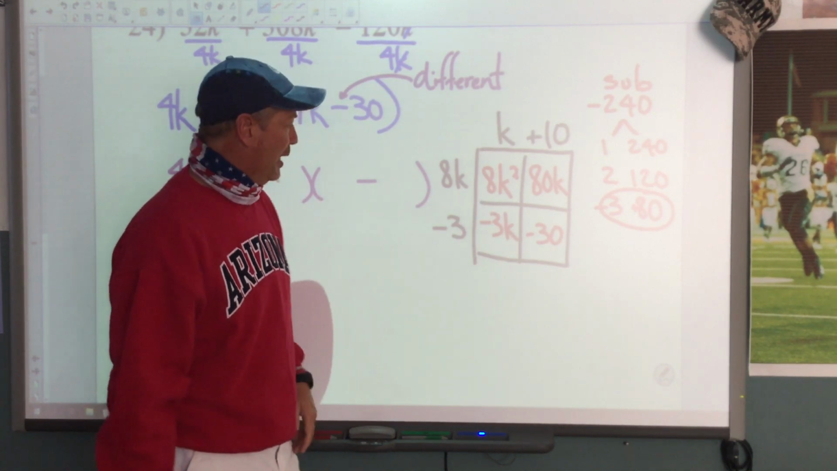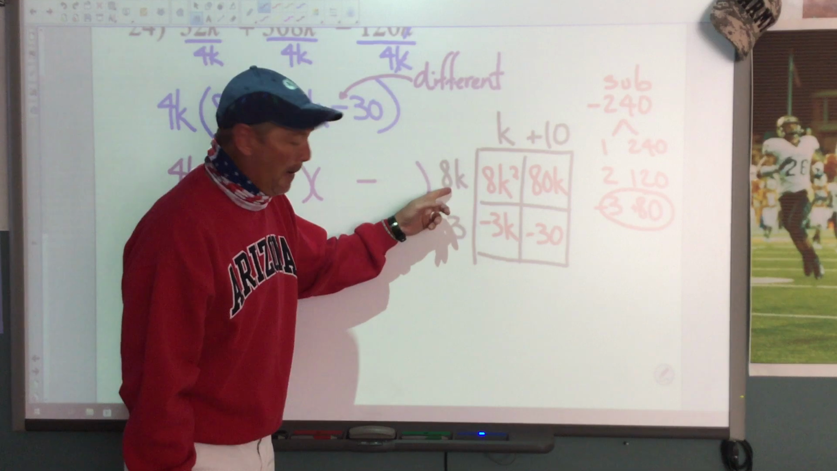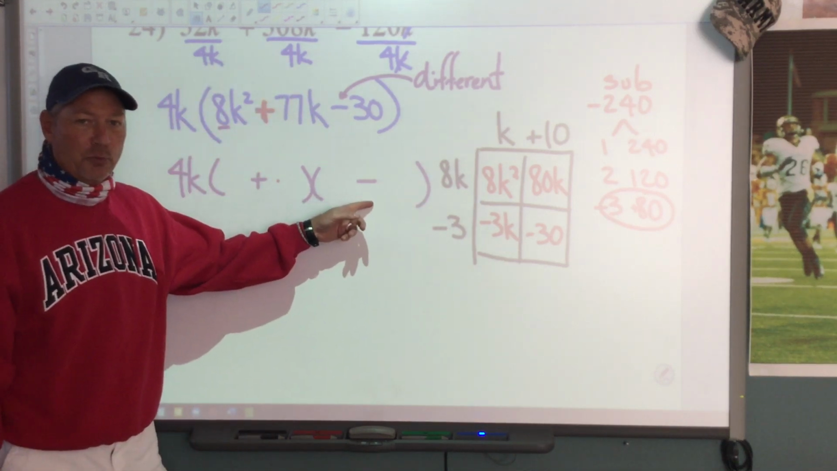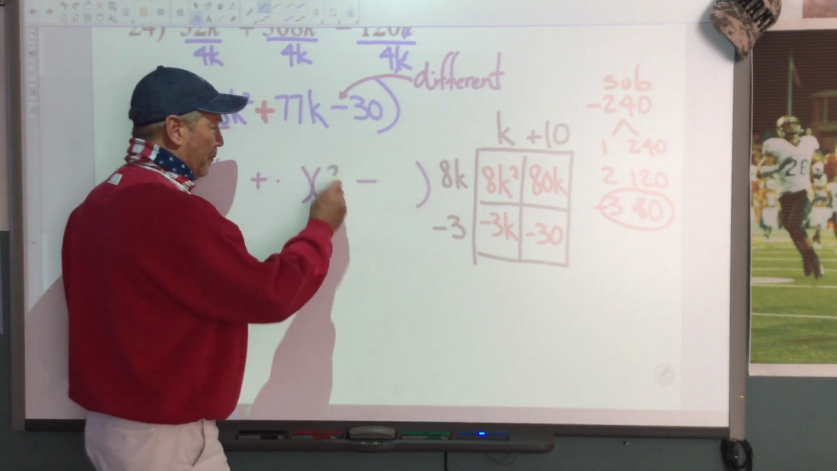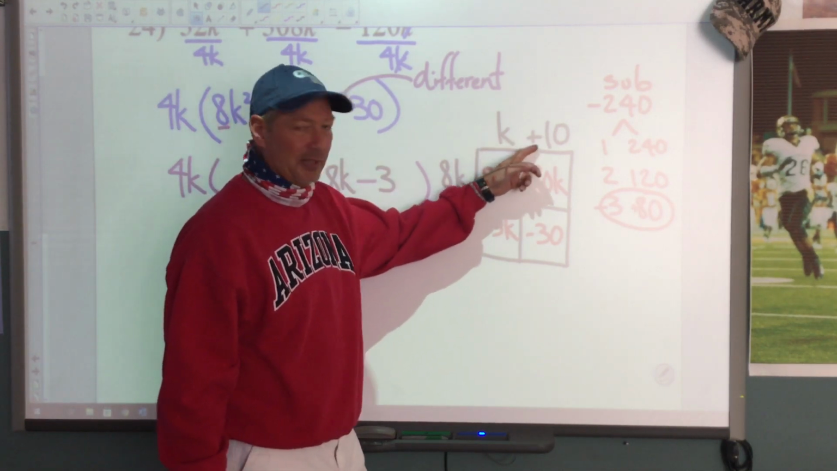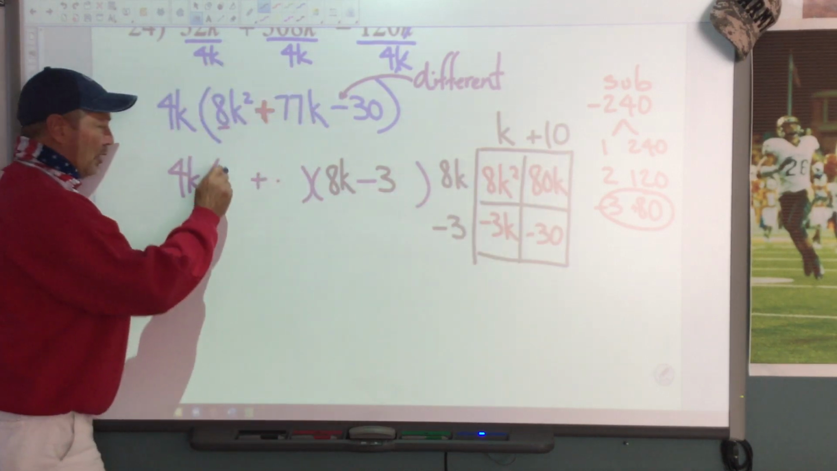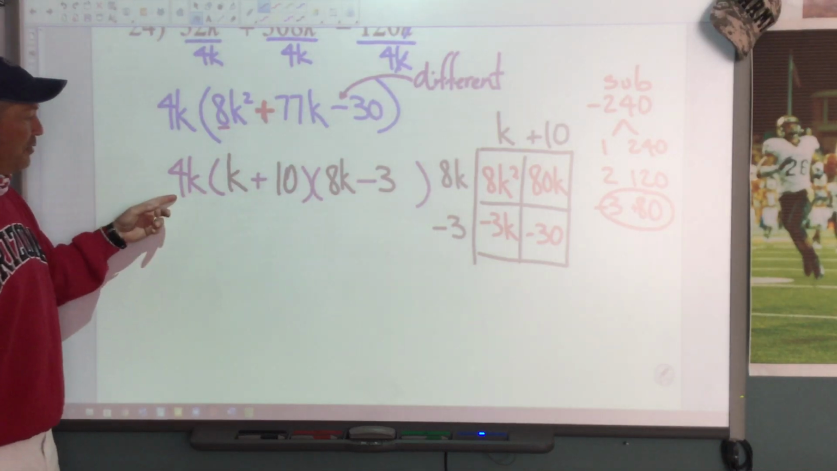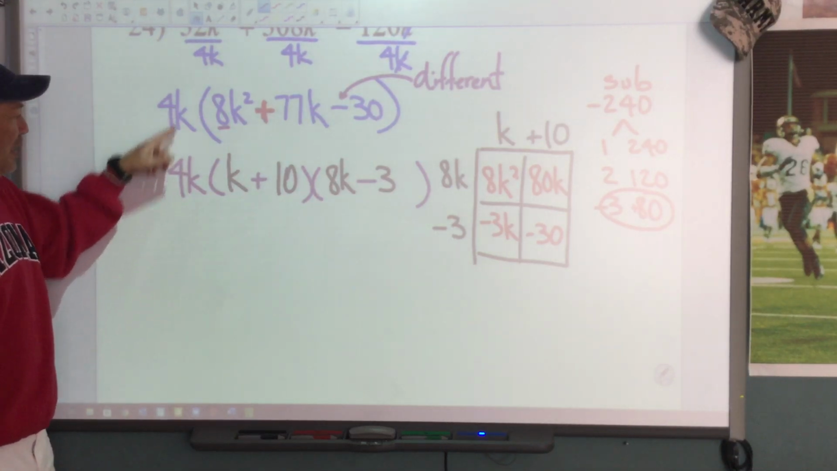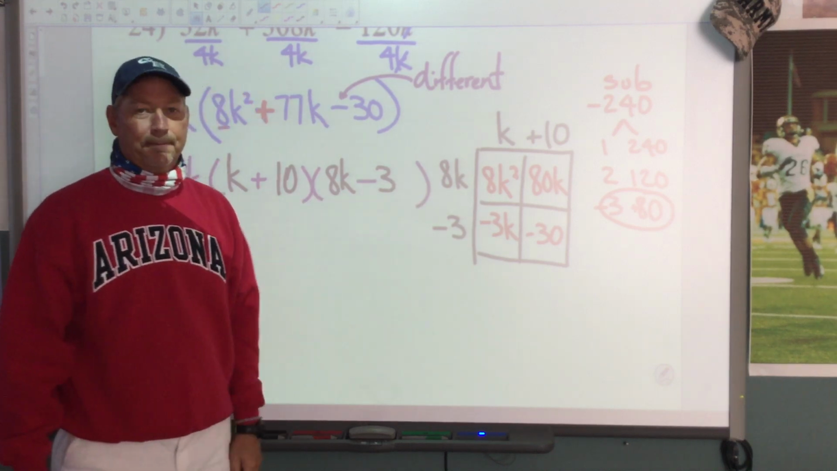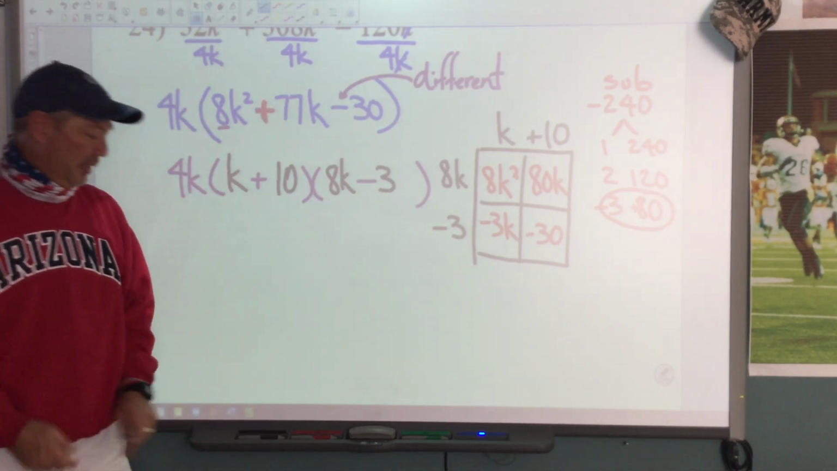Now look at your combinations. 8k minus 3 goes into parentheses with the minus sign. k plus 10 goes with the plus sign. And there's your answer. Your original 4k that you had in common, k plus 10, 8k minus 3. That's how you work that problem.